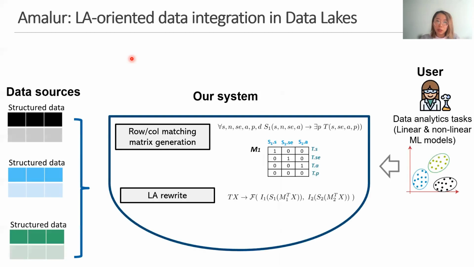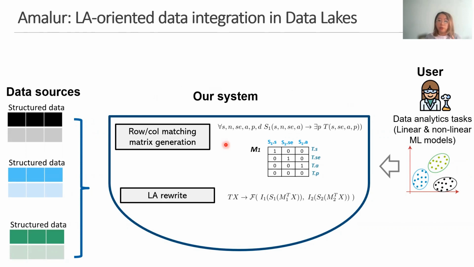Now let's talk about something new. Our Amalur system is trying to support linear algebra-oriented data integration in a data lake. That is, what we have from the user are not queries. Instead, they are machine learning models, which are part of the data analytics tasks. So our goal is to decompose and rewrite the machine learning models such that they can be executed in each separated source. In our system, there are two main components.